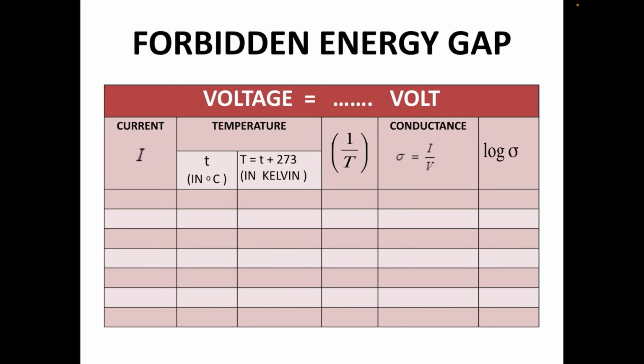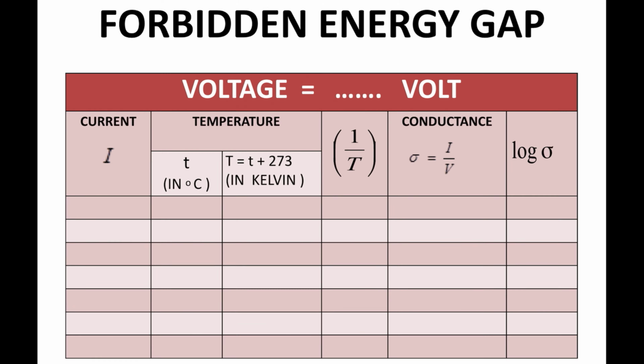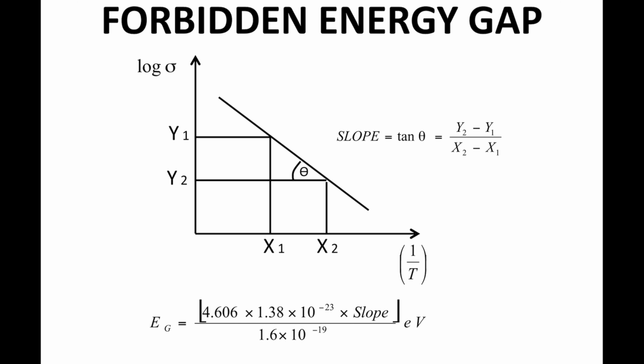Note down the current readings from ammeter against the falling temperature in the form of a table. Make some calculations and plot a straight line graph of log sigma versus 1 over T. By dropping perpendiculars on axes of the graph, calculate slope of the graph. Using the value of slope, calculate forbidden energy gap of semiconductor material.